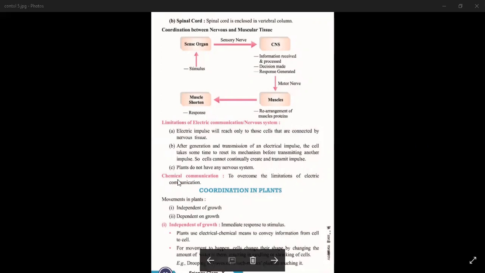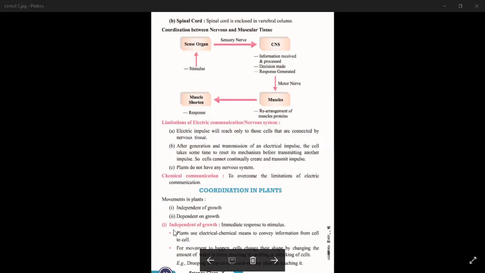So you know that plants do not have a nervous system. So let's see how control and coordination take place in plants. First thing, movement in plants. In plants, there are two types of movement: movement independent of growth, and movement dependent on growth.